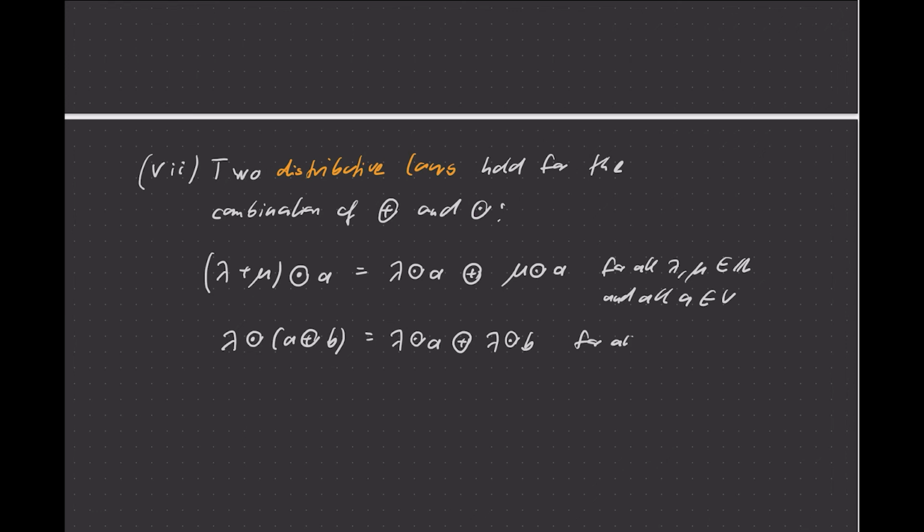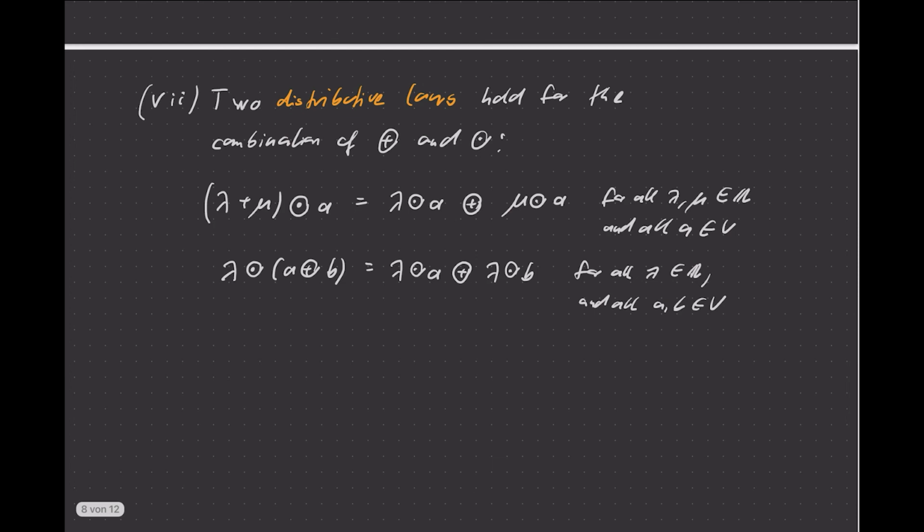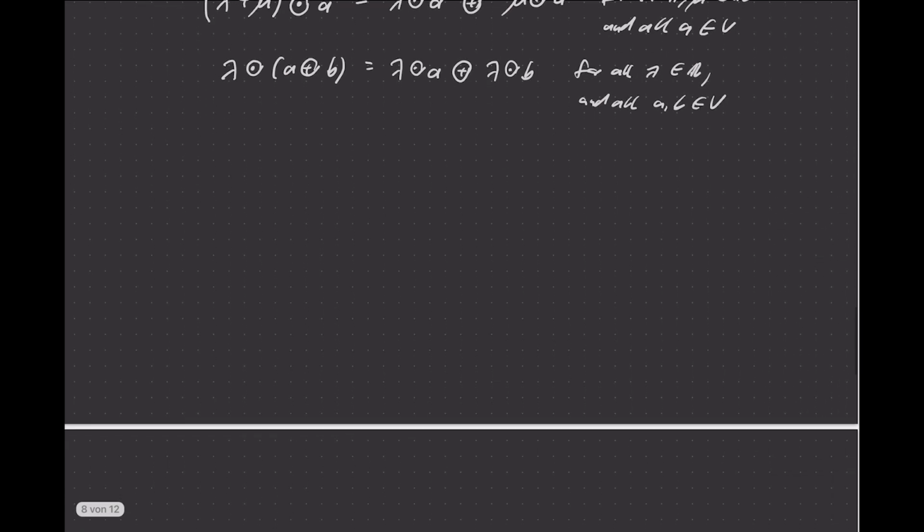And again, that needs to be true for all lambda in R and all A, B in our vector space. And again, this holds for the reals, for the R to the n, precisely because this holds for the real numbers and our definitions are all component-wise.